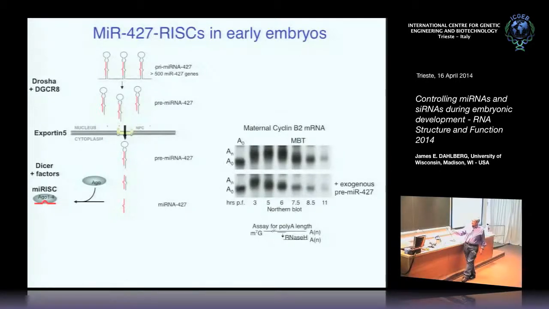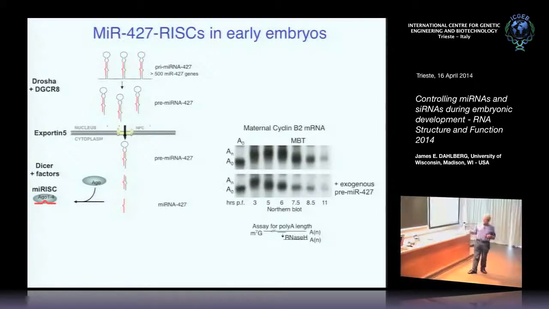Now when we look at the poly-A itself on our test RNA, we see that the poly-A shrinks with time. What we've done in this experiment is we didn't just wait for the cell to make the miR427 during early development. We injected into the early embryo the precursor itself to see whether that would accelerate the deadenylation. And that's what you see here. We accelerate the deadenylation by several hours compared to this, which is without any exogenous precursor injected, and here is with the precursor, and you can see it's several hours faster.